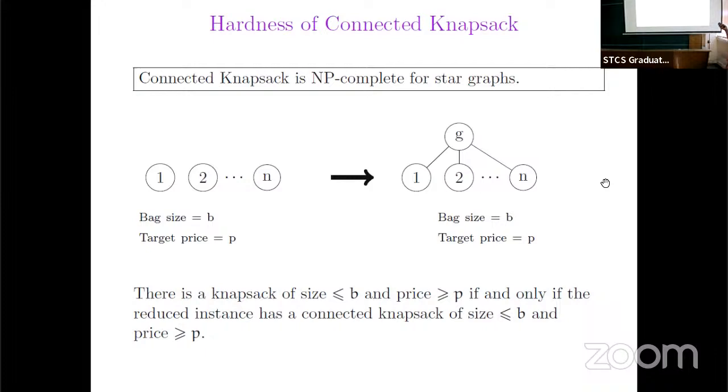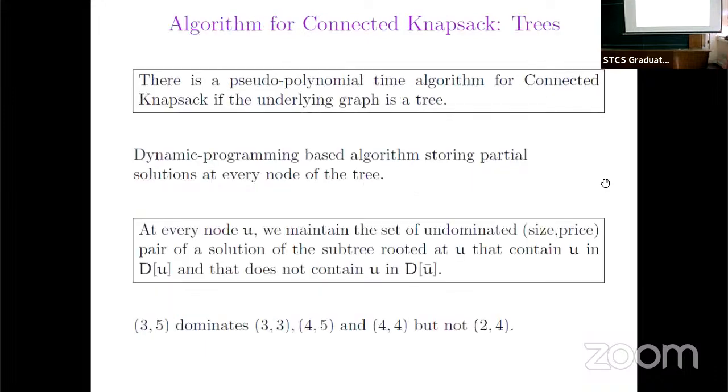Okay, so then next what we will show is that for trees we cannot hope to prove strong NP-completeness because we have a pseudo-polynomial algorithm. For any tree, if the underlying graph is a tree. So in connected knapsack, I want my solution, the induced graph on my solution, to be connected, and the underlying graph is a tree. Under this assumption, we have a pseudo-polynomial algorithm.